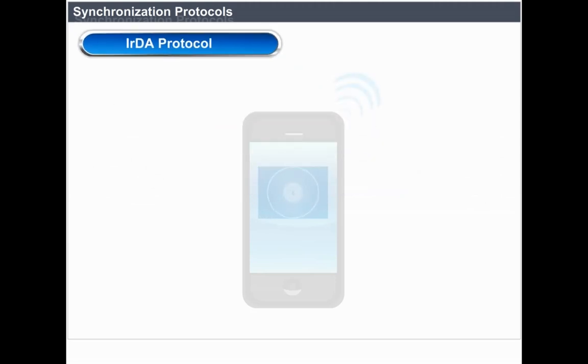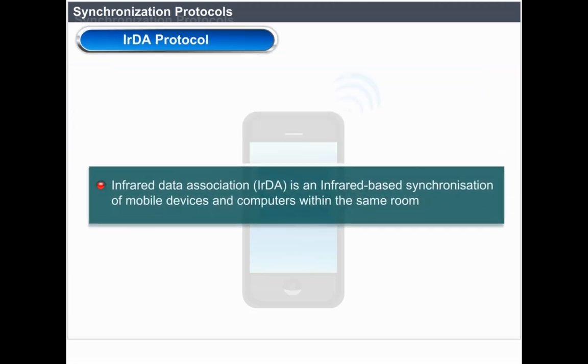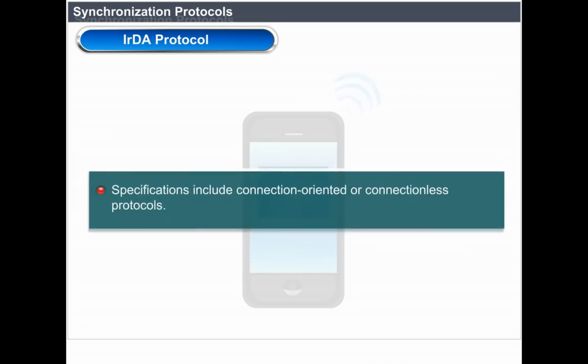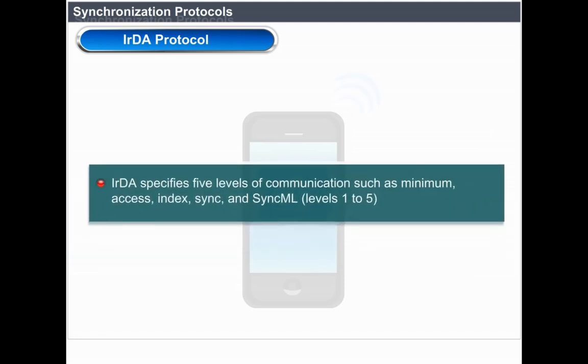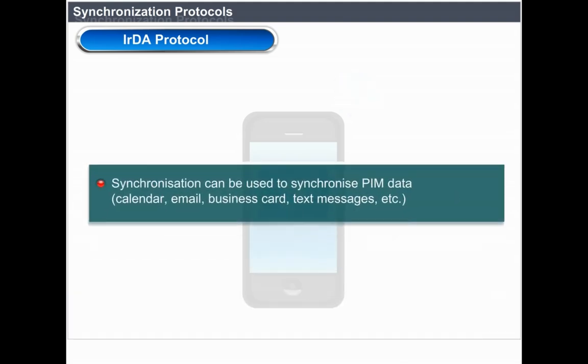IRDA protocol. Infrared Data Association (IRDA) is an infrared-based synchronization of mobile devices and computers within the same room. Specifications include connection-oriented or connectionless protocols. IRDA specifies 5 levels of communication: minimum, access, index, sync, and sync-ML, levels 1 to 5. Synchronization can be used to synchronize PIM data, calendar, email, business card, text messages, etc.